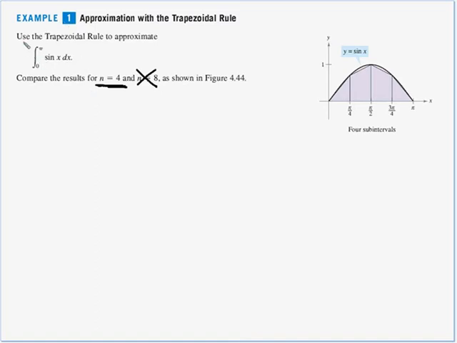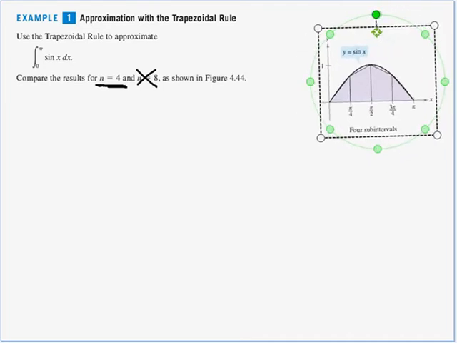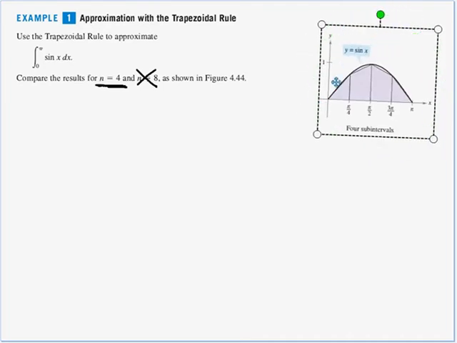This is something we could do with the fundamental theorem of calculus because we know the antiderivative of sine. But again, we're doing this for the estimation technique. So let's see here. I'm going to rotate this. Sine from 0 to pi is in the first quadrant. We have that first bump in the first quadrant. Sine goes through the origin and crosses at pi.